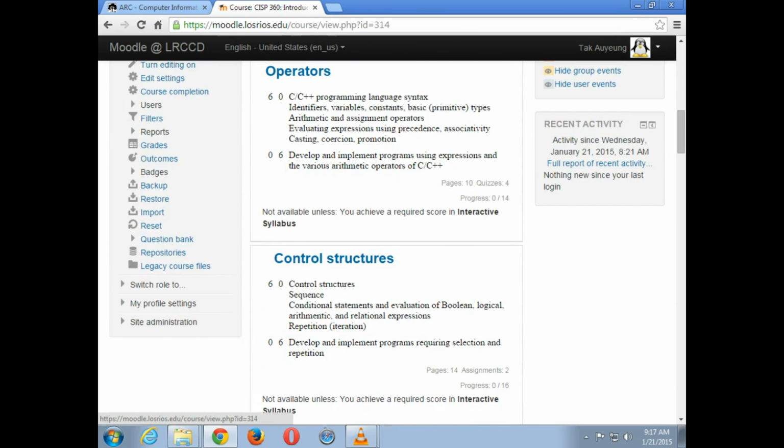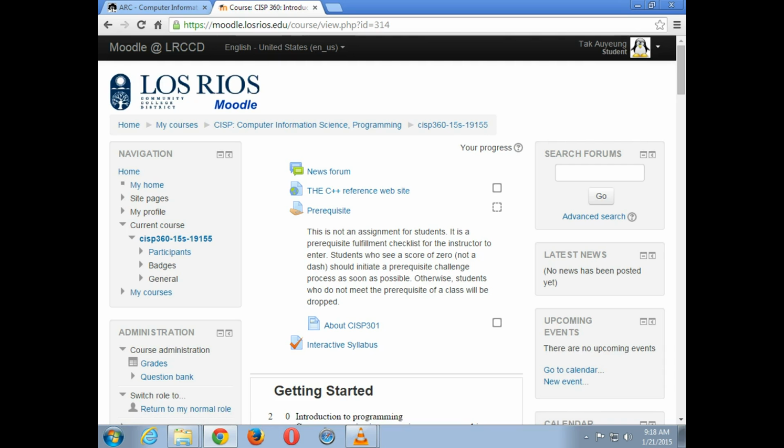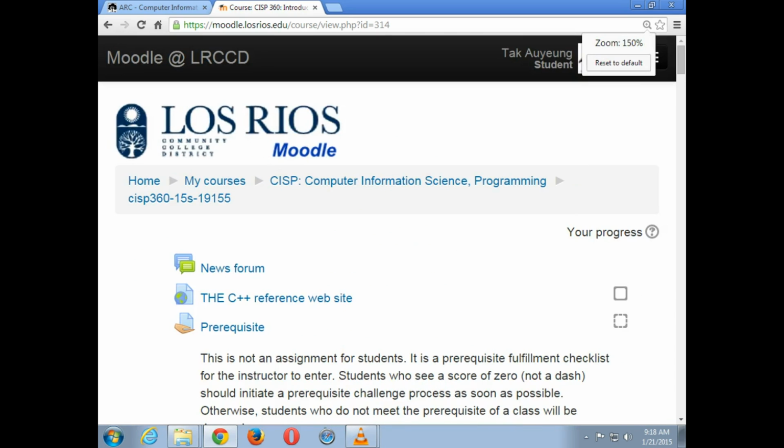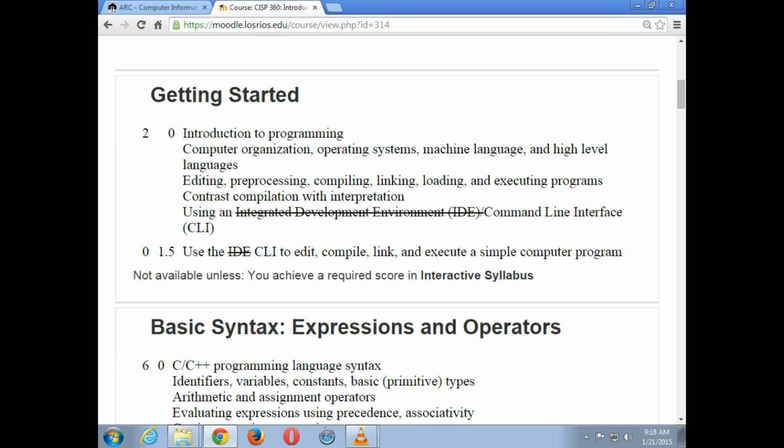What I'm going to do next is to pretend to be a student. So I'm going to switch my role to a student role, so this way you can see exactly what you should be seeing on your end. And I can zoom in just so that everything is easier to read. You will see that all of the other resources are not really accessible, not clickable, because they are not available unless you achieve a required score, which is 100%.